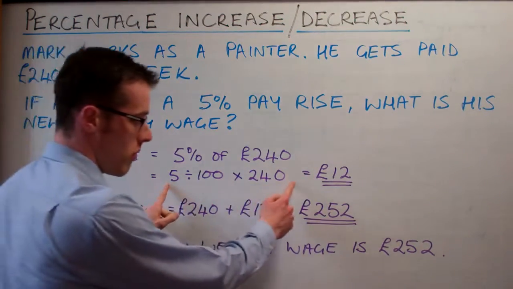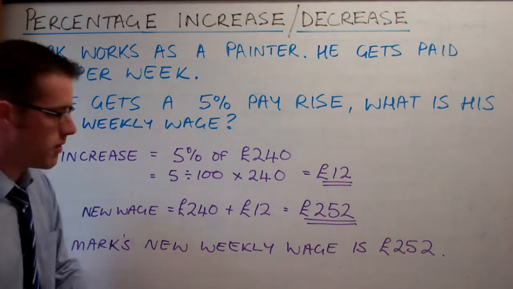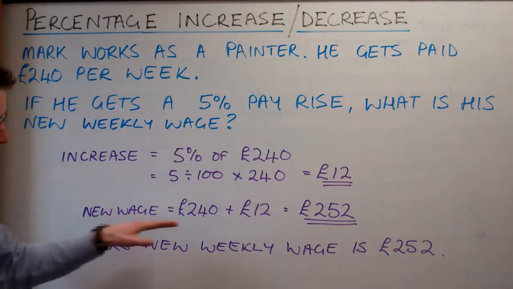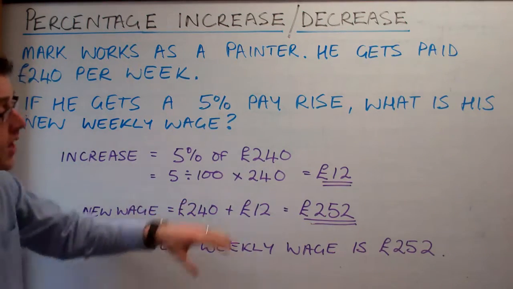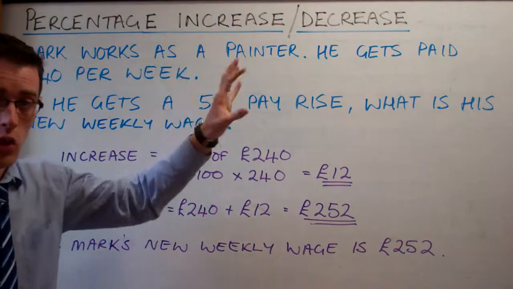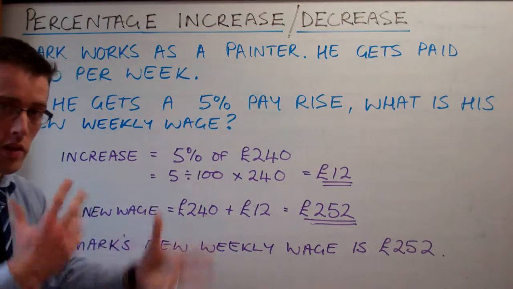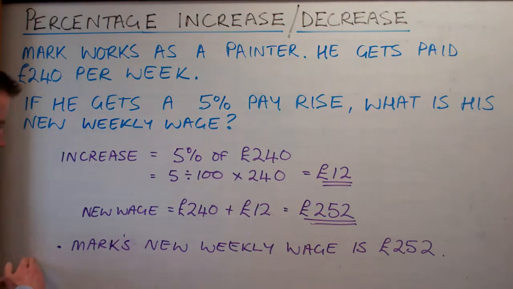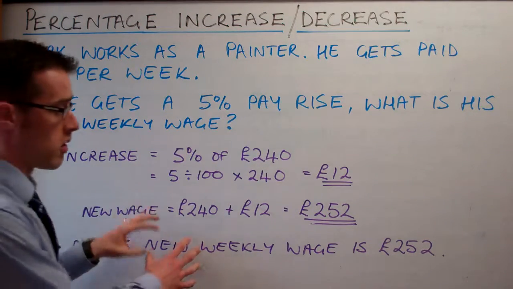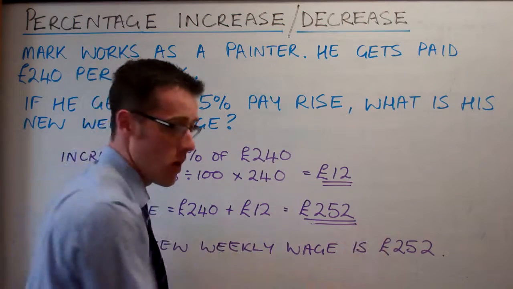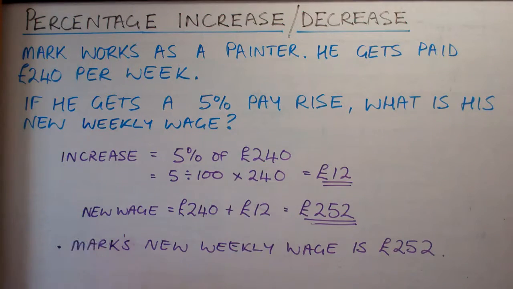This is the way we do it. Remember, we're going to keep this method all the way through these videos, okay? And the new wage is £240 add on the increase is 252. And as I said, if you're asked in a sentence, if it's in context, you have to then show that you understand the context. So your answer to the question is Mark's new weekly wage is £252. That shows you've understood the question and you've answered the question properly. Okay? So that's percentage increase and decrease.